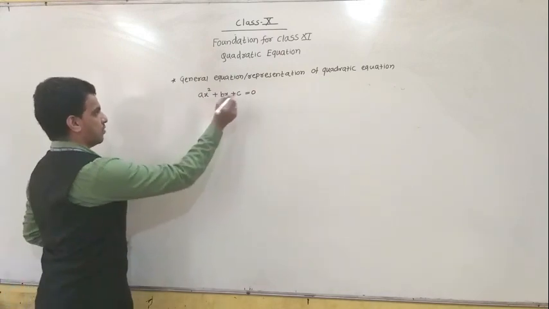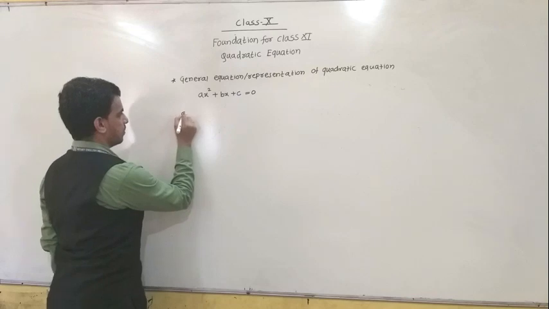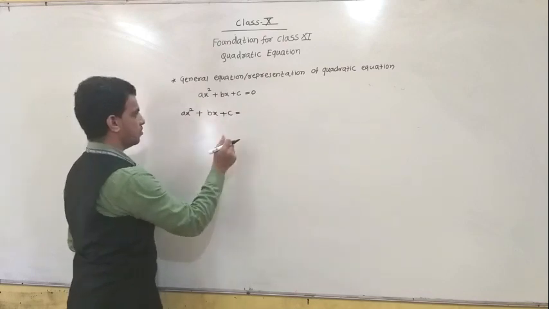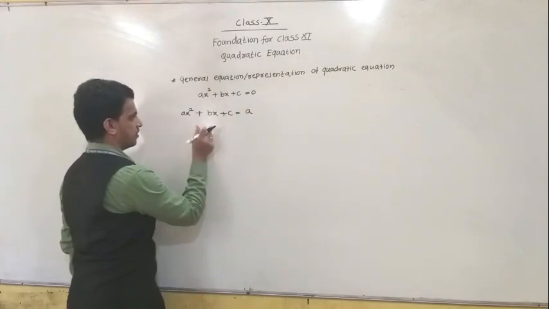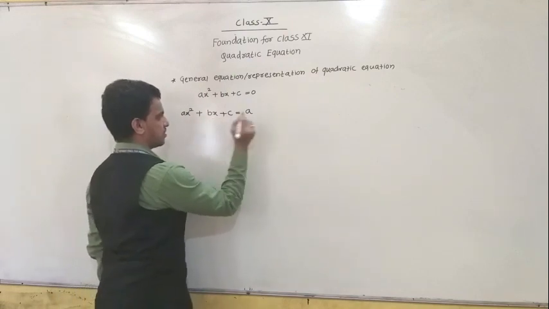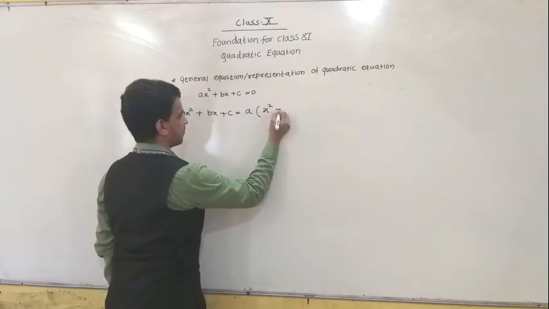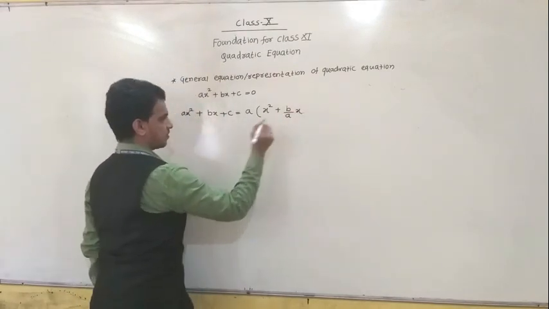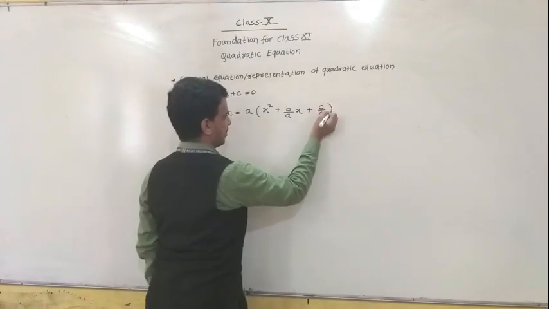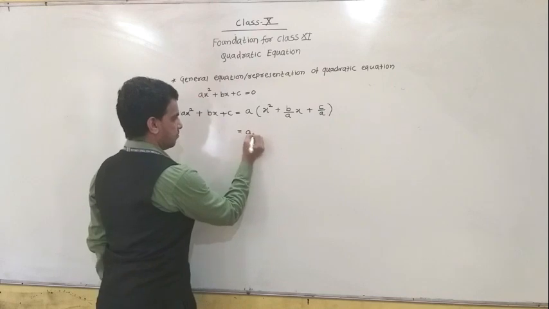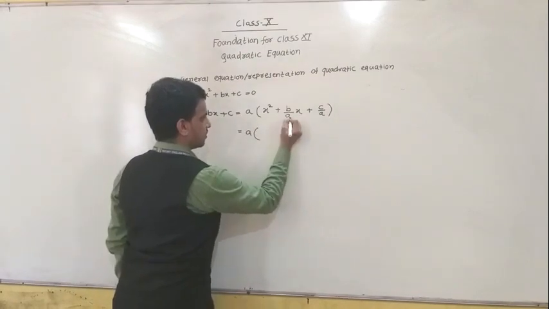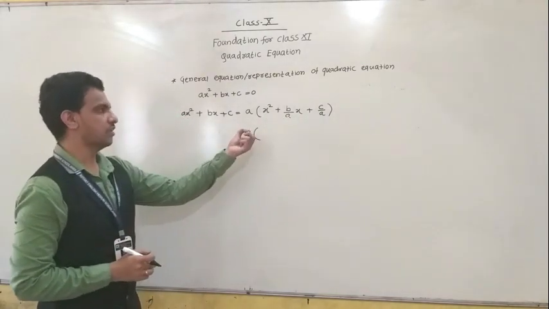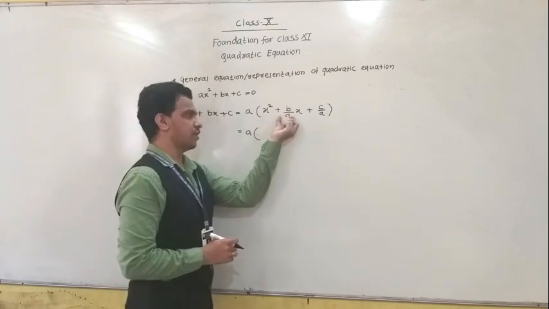Now, if we write ax square plus bx plus c is equal to, and I take a common from this equation, what is given? x square. Now we have taken a out, so we can write b upon a into x plus c upon a. Now this term I have to convert into a complete square. We know how to convert into a complete square. Here we have to add a third term.